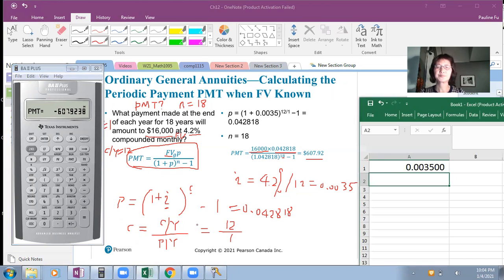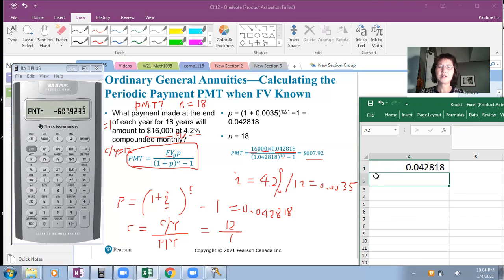Now Excel. For Excel, you need to calculate P first, the equivalent rate per payment period. So P equal to 1 plus I. I is 4.2% divided by 12. This is I. Raised to power C. C is 12 over 1. Then minus 1. So this is P.